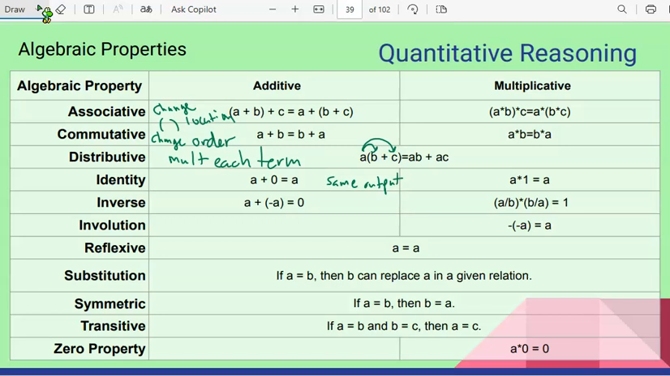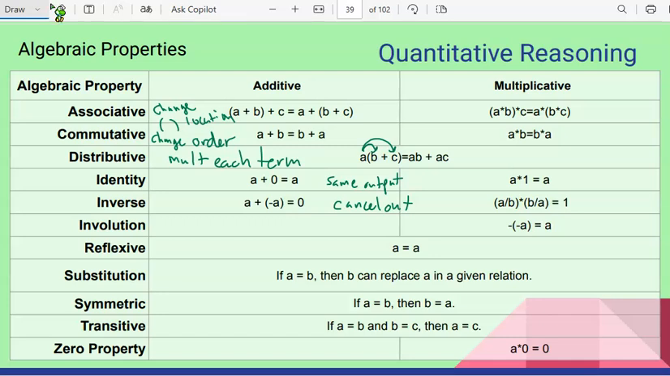For inverse, it's where you cancel them out. A plus negative a would give you 0. A divided by a would be 1. You'd also just multiply by reciprocals to get those to cancel out and give you 1. Canceling out for additive gives you 0. Canceling out for multiplicative gives you 1. Involution, a negative times a negative is a positive. Reflexive, you just have something equals itself.